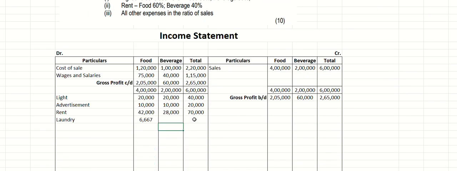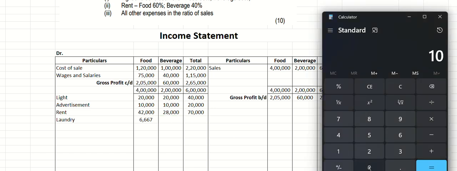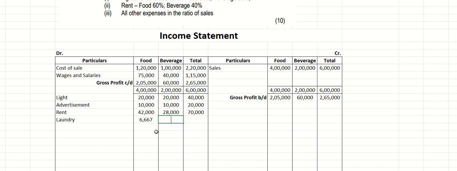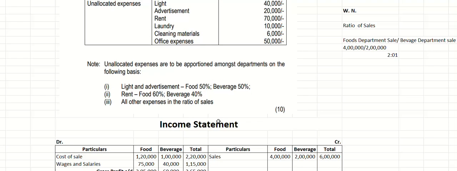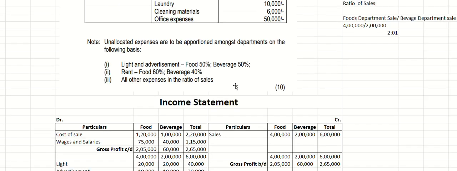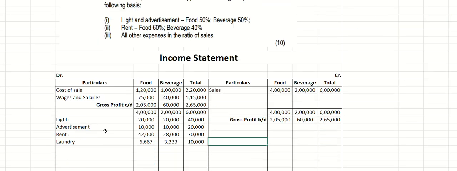So the 2 parts will be given to whom? The beverage department. Sorry, the 1 part. The 2 parts are given to the foods department, and the 1 part, you can once again take the calculator, 10,000 divided by 3, will be given to the beverage department. That is 3,333. Now see, the sum of these should always be equal to 10,000, because we have divided 10,000 into these parts.